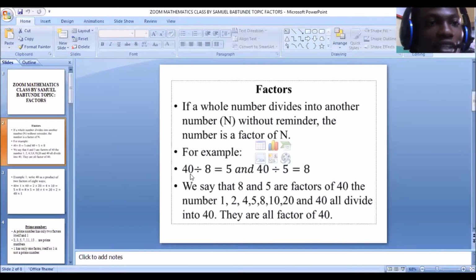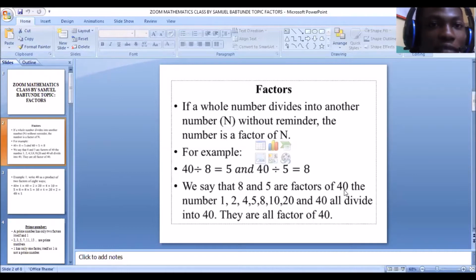I already have an example here, so I'm going to be doing this example. I say 40 divided by 8 is equal to 5. And 40 divided by 5 is equal to 8. Now, what do I mean? It means that 8 and 5 are factors of 40.